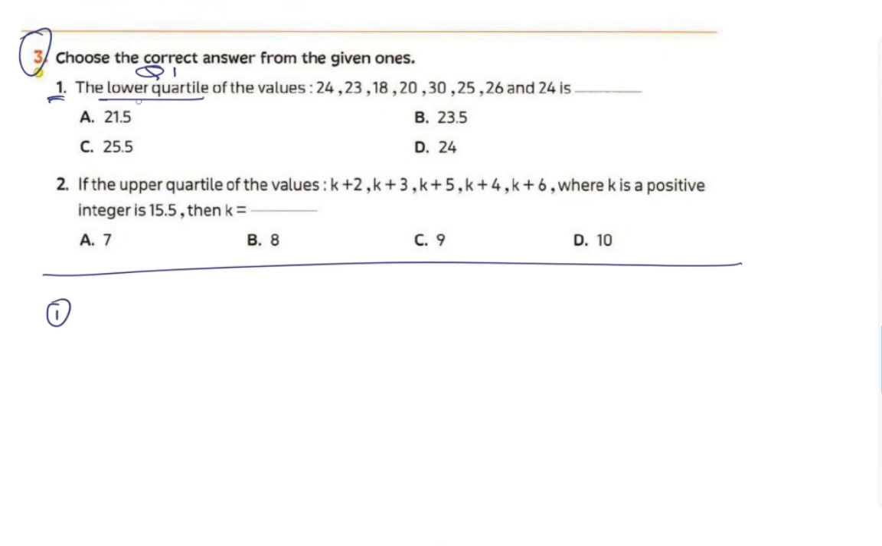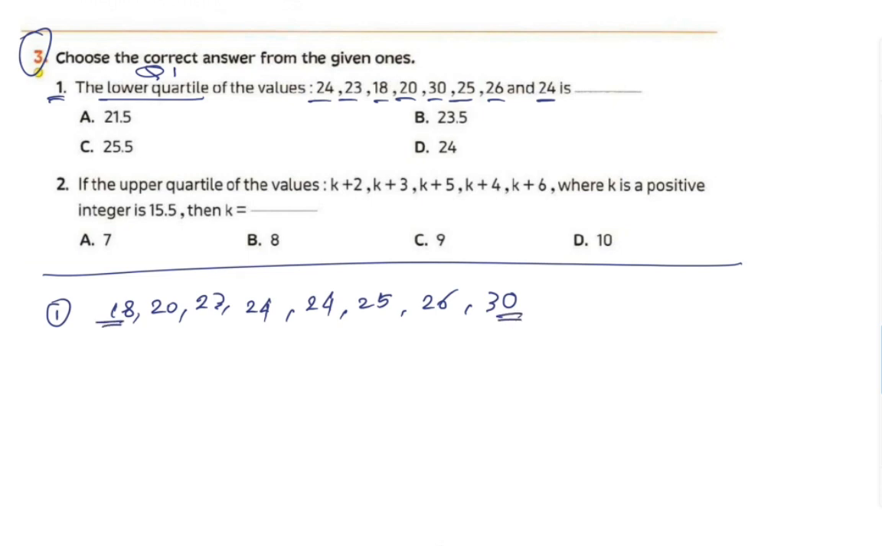Okay, to find the lower quartile, upper quartile, or median, I need to arrange them ascendingly. Start with the minimum one: we have 18, 20, after that we have 23, after that 24 and another 24, and 25, and 26, and the last one is 30. Okay, I start with the minimum and end with the maximum.